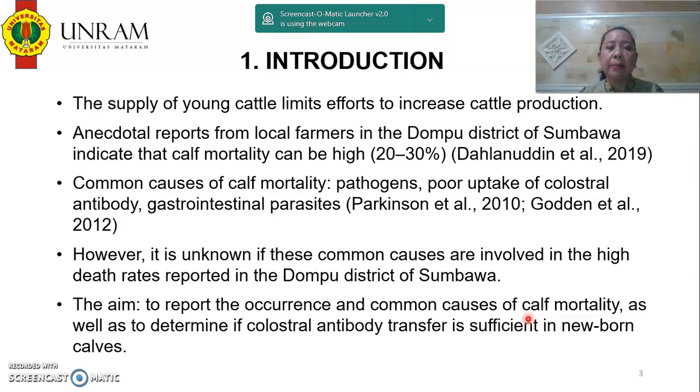Therefore, the aim of our work is to report the occurrence and common causes of calf mortality, as well as to determine if colostral antibody transfer is sufficient in newborn calves.